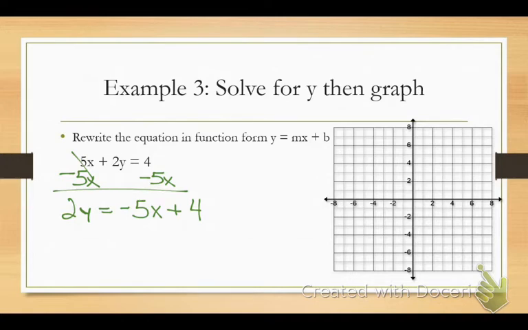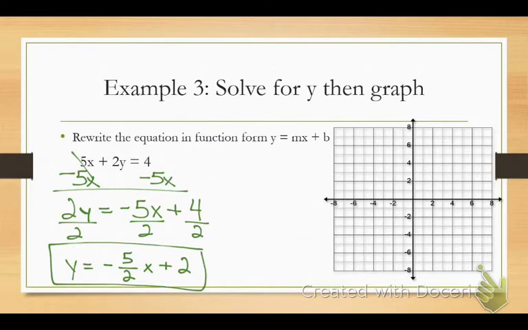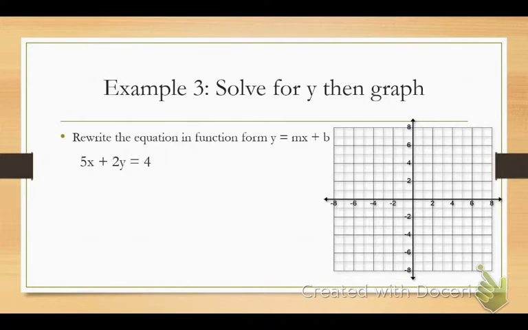All right, and what do you do now? What do you think? All right, if you said divide everything by 2, you're exactly right. Okay, and now we have y equals negative 5 over 2 x plus 2. All right, and that's our equation. All right, so now that I have y equals negative 5 over 2 x plus 2, I'm going to go ahead and rewrite that. Y equals negative 5 over 2 x plus 2.